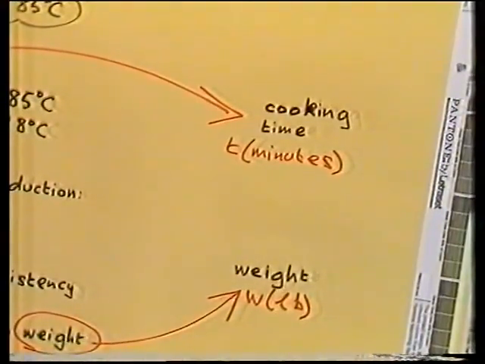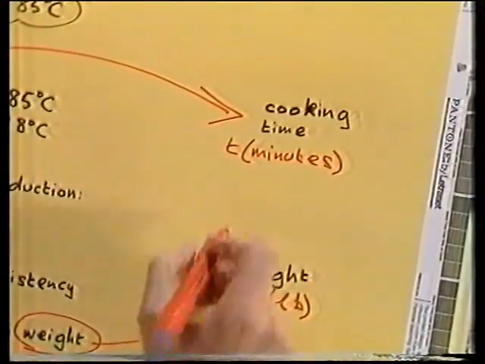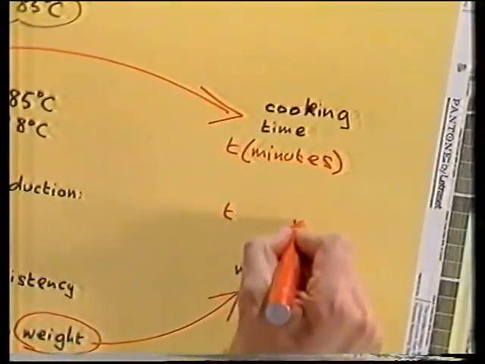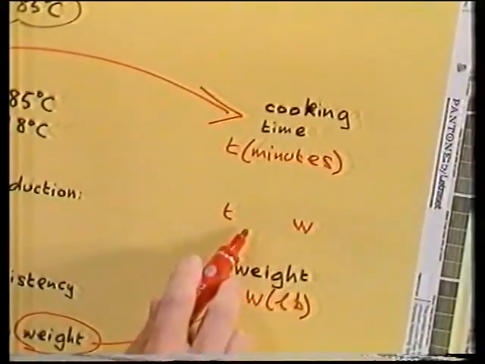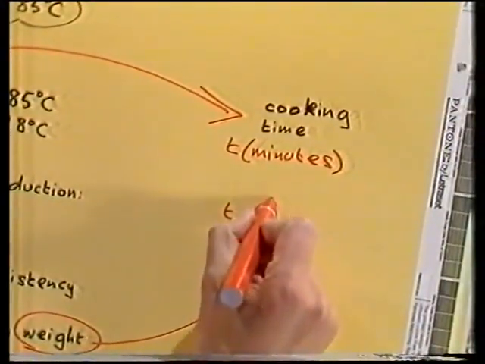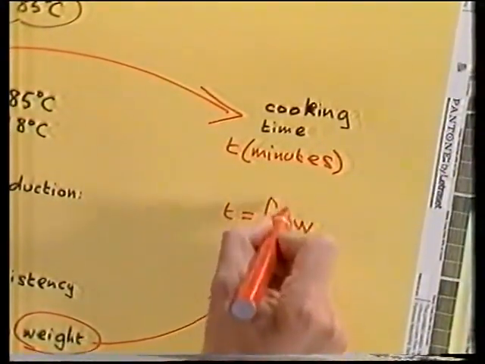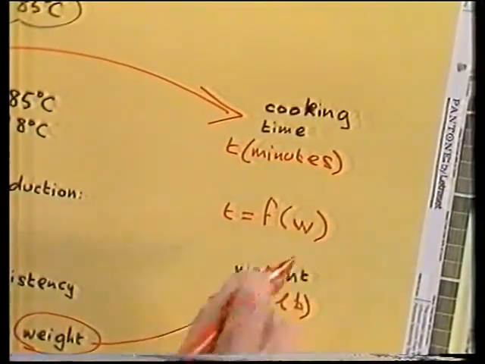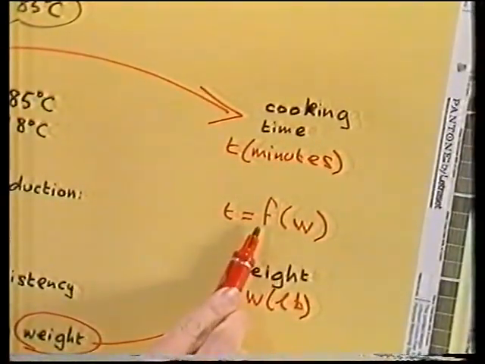Now what? I've written down some variables. The next step is to find how those variables are related. I expect that the cooking time will depend on the weight. In other words, I'll be looking for a function, f, such that T equals f of W. And there's one thing I know about this function: it ought to be increasing. Bigger birds should need cooking for longer than smaller ones.